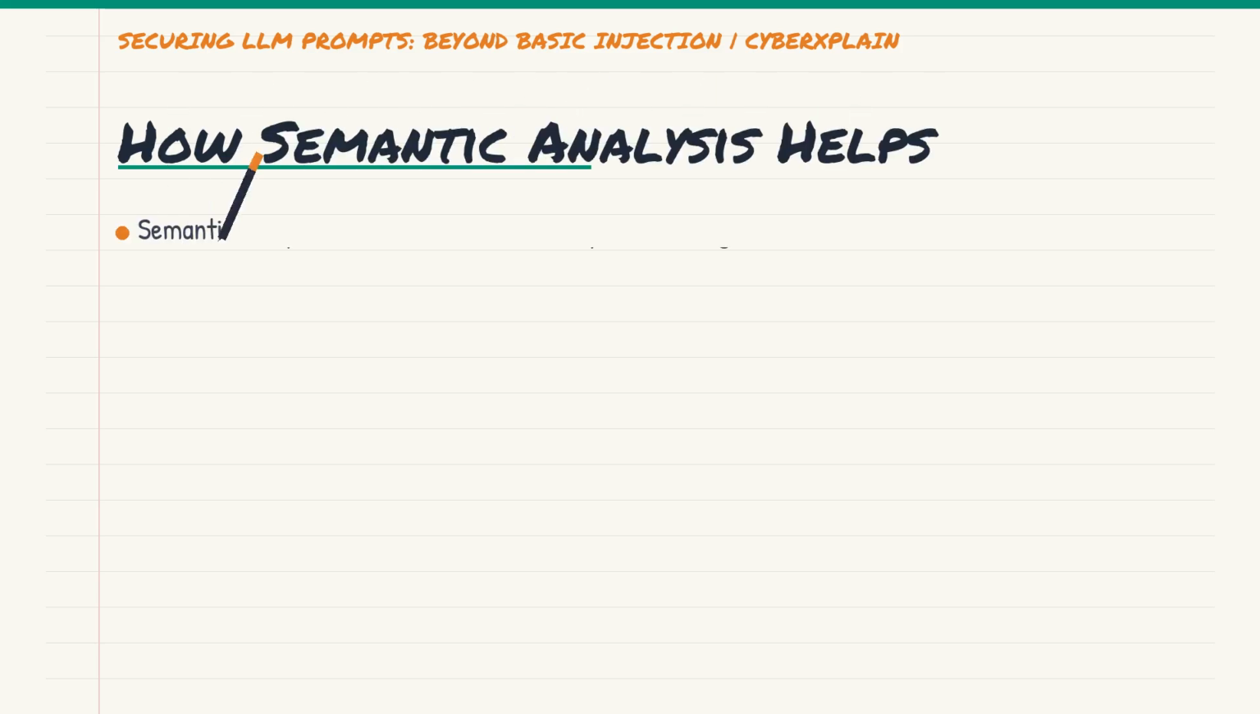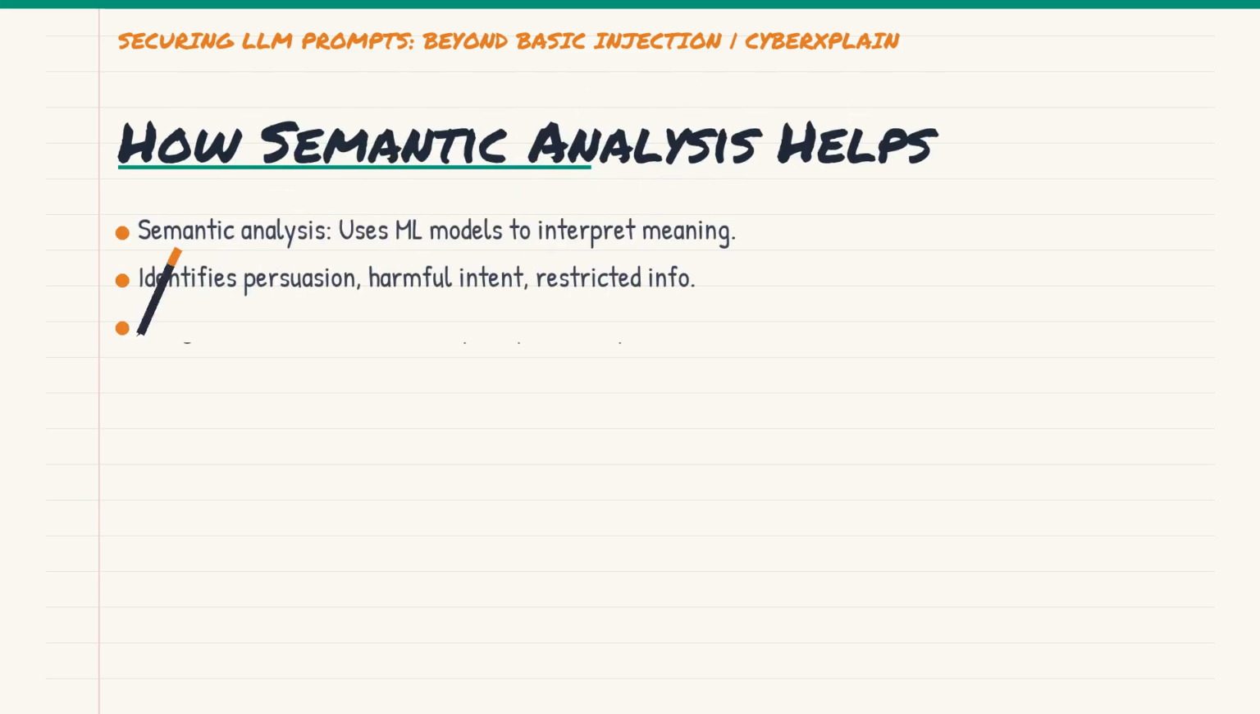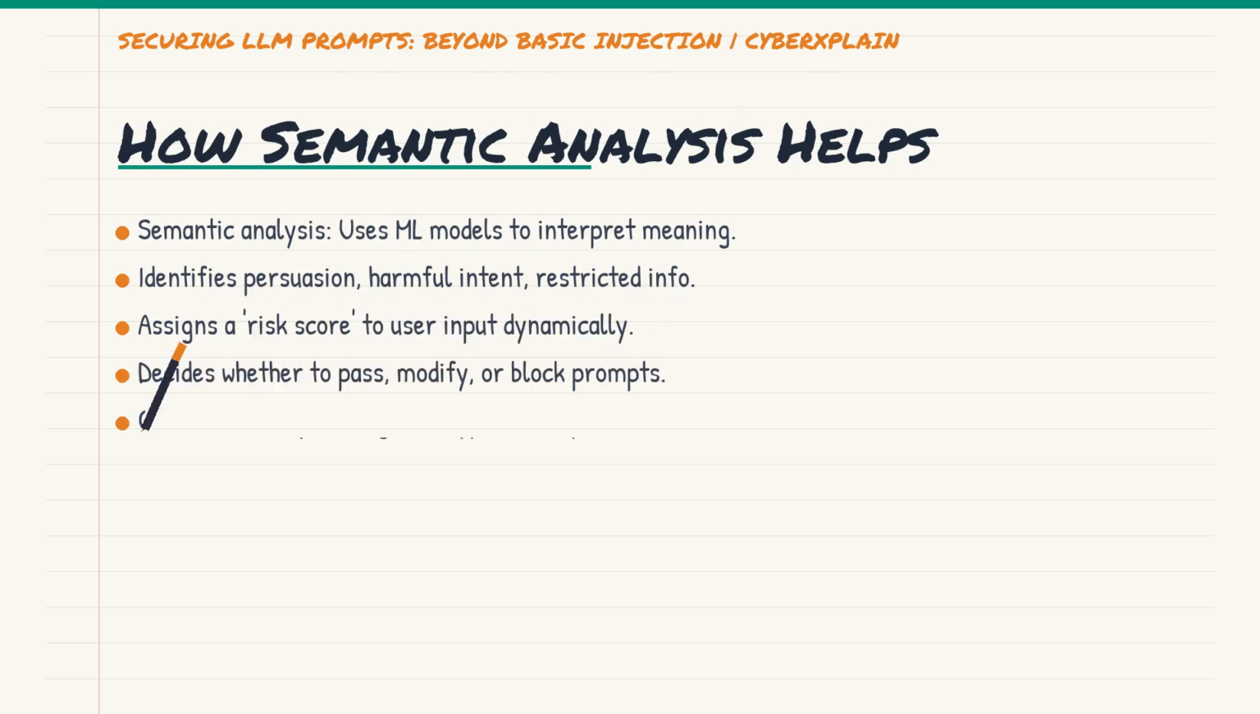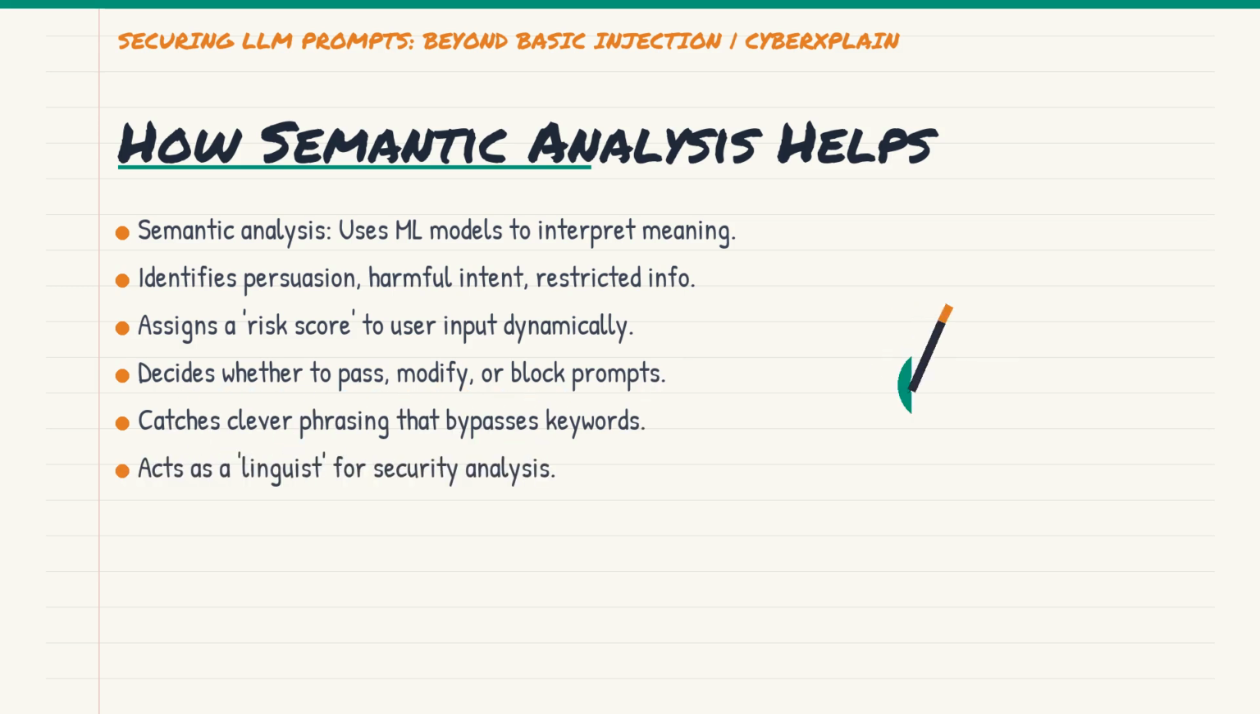Semantic analysis is the engine behind contextual filtering. This involves using machine learning models, often smaller, purpose-built LLMs themselves, to interpret the meaning and sentiment of text. These models can identify if a prompt is trying to persuade the main LLM, if it contains harmful intent, or if it's asking for restricted information, even if it uses clever phrasing. It assigns a risk score to the input, allowing us to dynamically decide whether to pass it to the main LLM, modify it, or block it entirely. It's like having a skilled linguist on your security team.